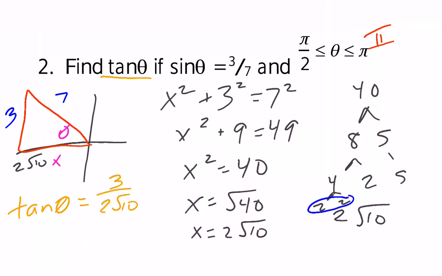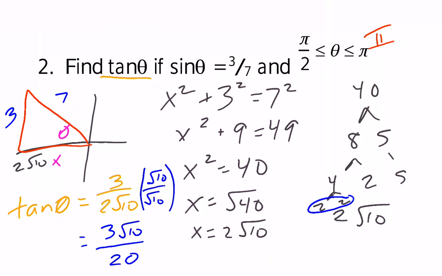Now, do I want to have square root in the denominator? No. So this is why we rationalized at the beginning. So I need to multiply by square root of 10 over square root of 10, which would leave me with 3 square root of 10 over 2 times 10, which is 20. Because remember, when you multiply those radicals together, they will undo each other. So square root of 10 times square root of 10 is just a plain old 10. 10 times 2 is 20.